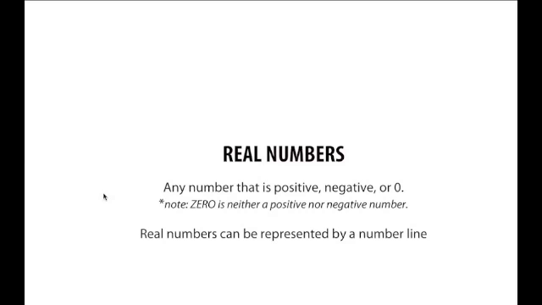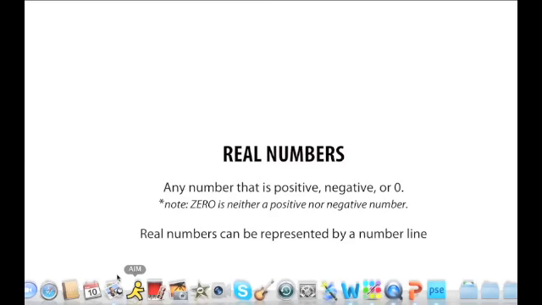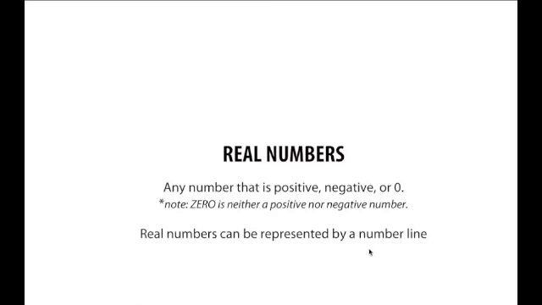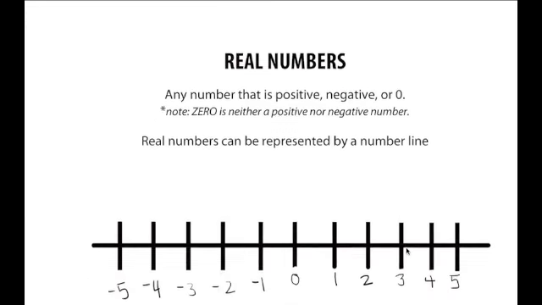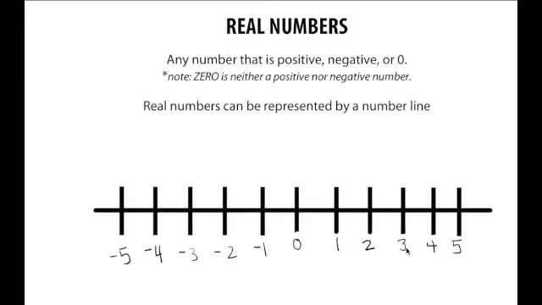anything that you can call a positive or negative number, like 1, 2, -4, -30, those would be considered real numbers. And a way that we can know it's a real number is we can represent it on a number line. So just as I've written right here, I can represent this by a number line. And a number line looks something like this. You guys have probably seen it before.